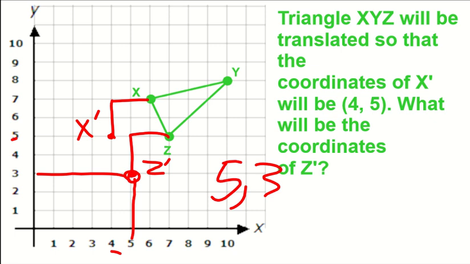You just kind of check and follow, make sure everything moves the same amount. So if it asks about Y, we go left 2, down 2, and put Y prime right there. And while not a great picture, if I connect the dots, you can see that's pretty close to the same triangle, right? And that's what we want. Everything moves the same amount so the shape stays congruent, okay?